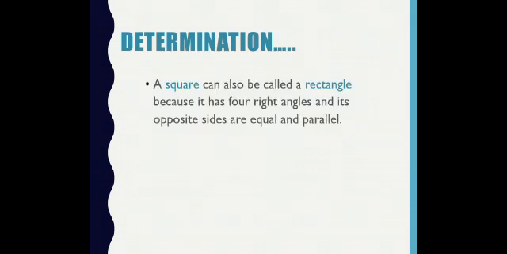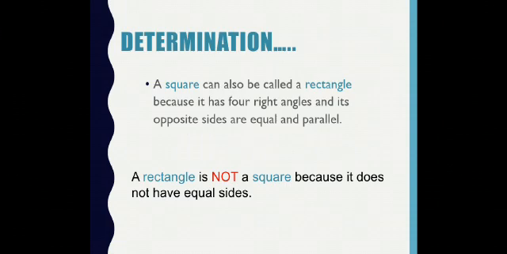So children, what we got from these two points: a square can also be a rectangle because it has four right angles and its opposite sides are equal and parallel. But a rectangle is never a square because it does not have all sides equal.